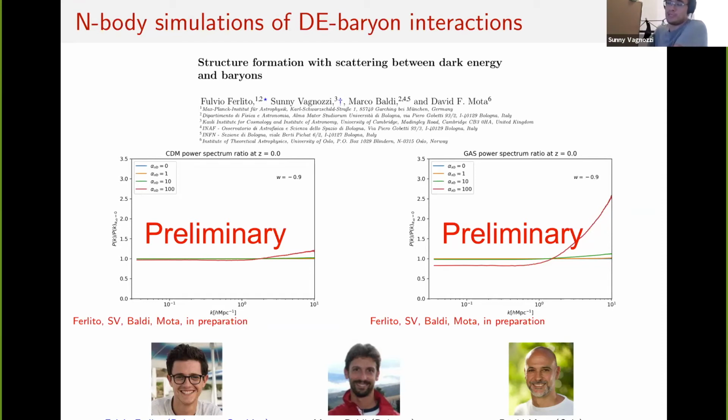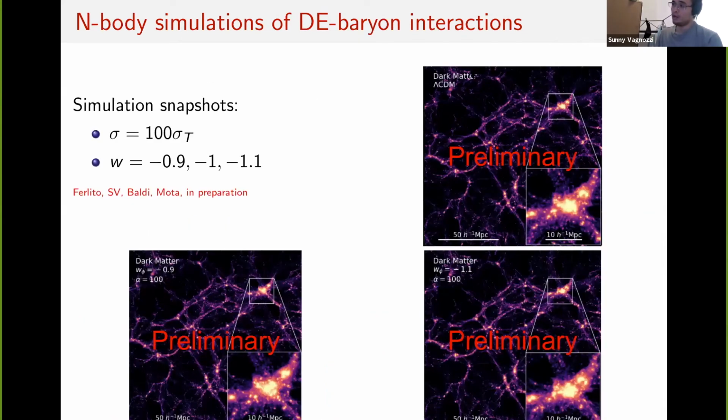Let me just show you some snapshots of our simulations to show you how this really looks. On the upper panel, this is a lambda CDM simulation. This is dark matter. If we take the equation of state to be in a quintessence regime, so above -1, and we crank up the cross-section to something unrealistic, like 100 times the Thomson cross-section, you see this leads to a suppression of power on large scales. You can see it in this zoom box. You see the structure is less clustered here.